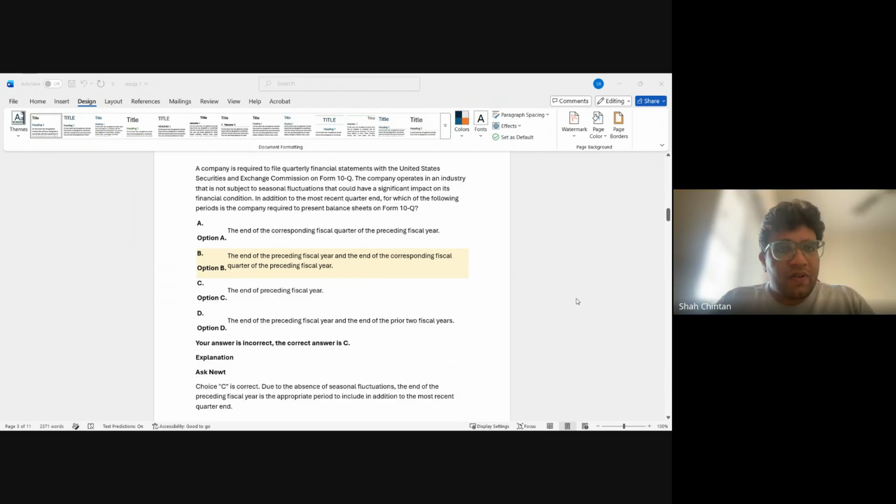A company is required to file quarterly financial statements with the SEC. The company operates in an industry that is not subject to seasonal fluctuation that could have a significant impact on its financial condition. In addition to the most recent quarter end, for which of the following periods is the company required to present a balance sheet in Form 10-Q? So current quarter and the preceding fiscal year, C is the right answer.